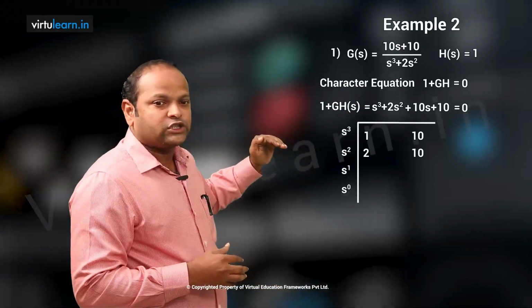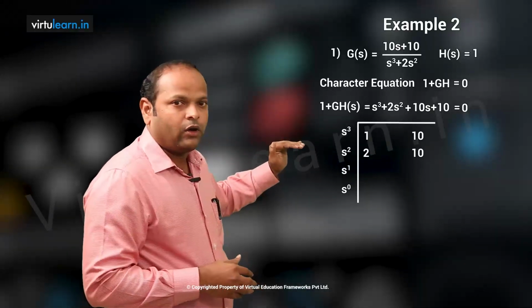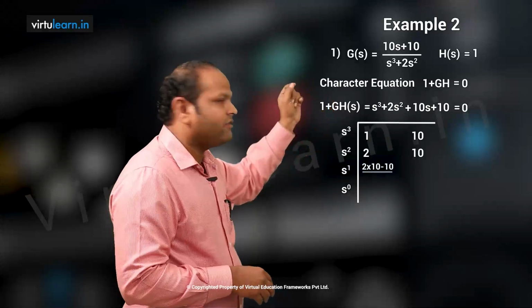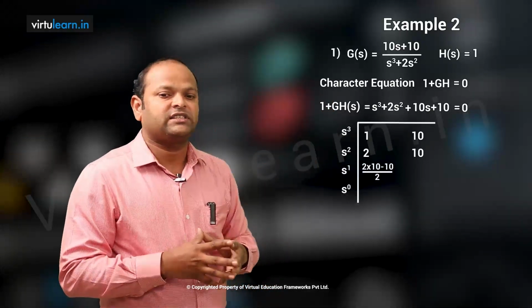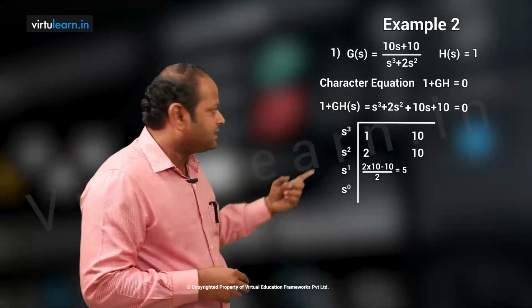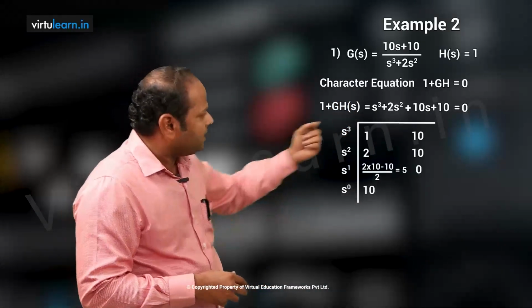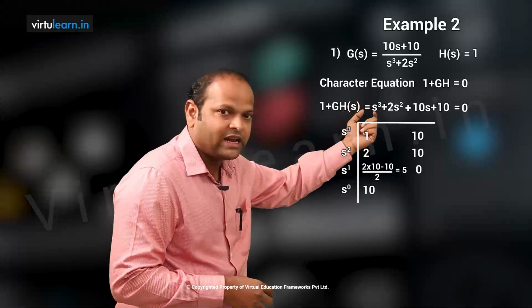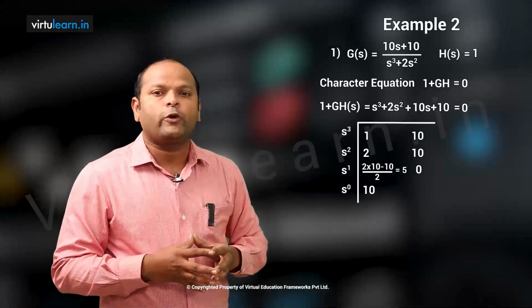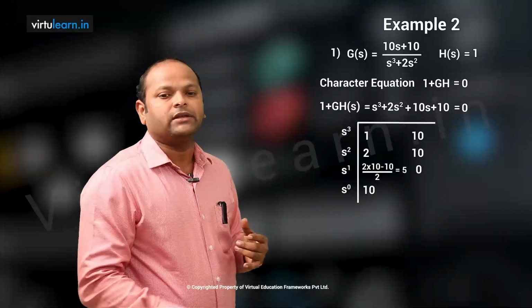Then what will be the next row? Next row is s power 1. How do you calculate that? (2 into 10 minus 10 into 1) divided by 2, which results in 5. What will be the last element? It is directly, we will take 10, because here I have 0, this 10 is directly carried forward here. Then we will have all 4 first column elements.